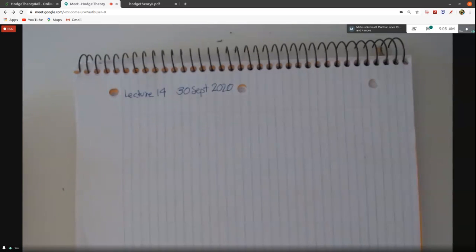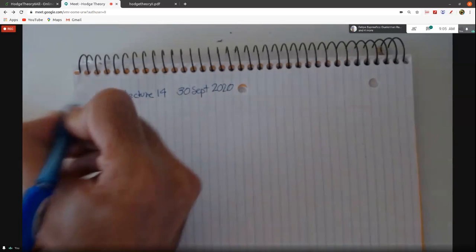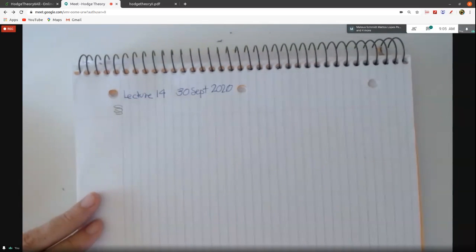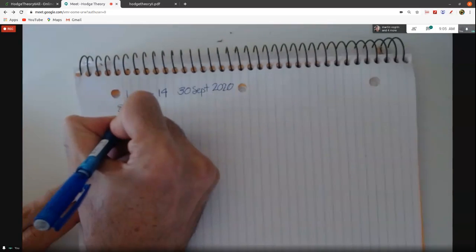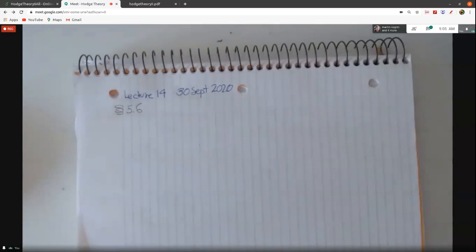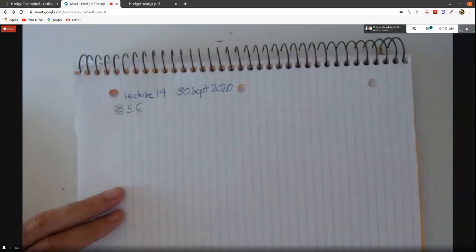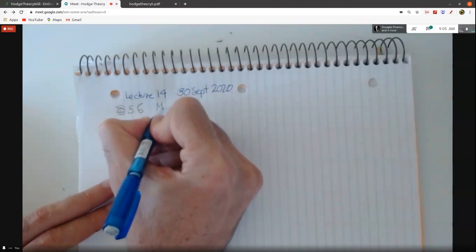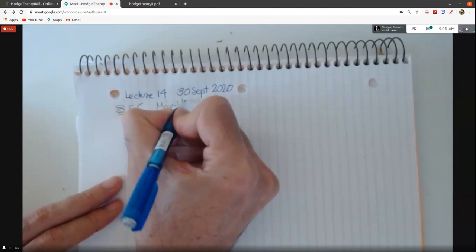Okay, today the idea is that I want to define polarization and so on, and at the end reach the definition of a Hodge cycle. So before going to section 5.6, starting from this section, I will say a few words from my book with my text with Roberto.